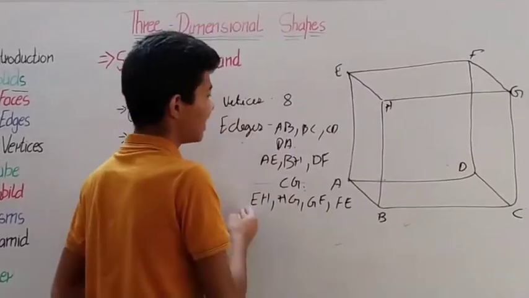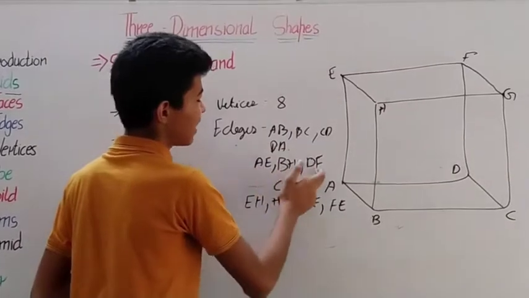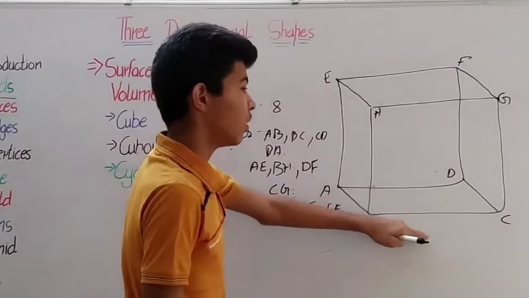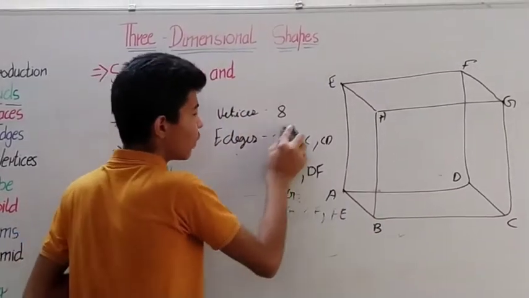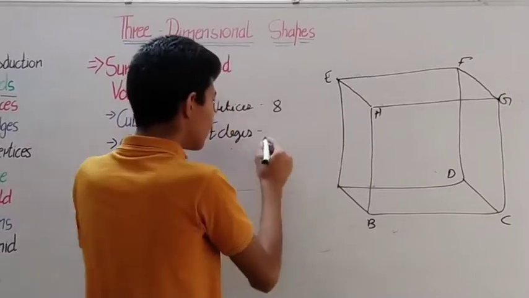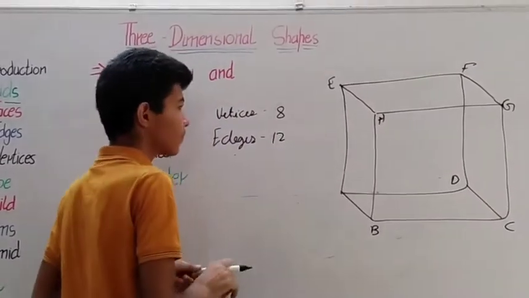So how many total edges do we have? 1, 2, 3, 4, 5, 6, 7, 8, 9, 10, 11, 12. That is 4 in the lower part, 4 in the middle part, and 4 on the upper part, that is 4 threes are 12. So a cube has 12 edges.